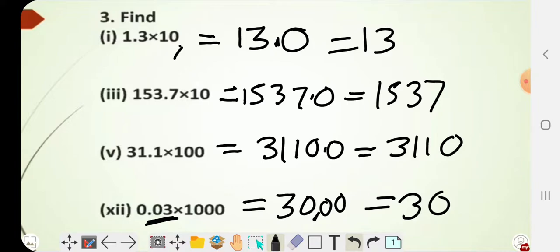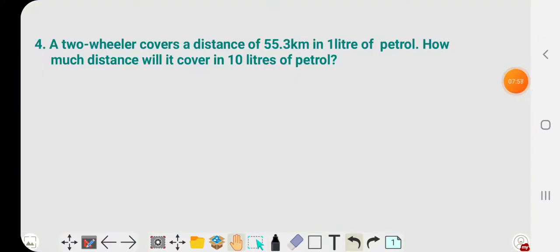I have done 4 for you. You will do the next ones by yourself. It's very interesting, believe me. Now there is a question. A two-wheeler covers a distance of 55.3 km in 1 liter of petrol. How much distance will it cover in 10 liters of petrol? There is a two-wheeler, means scooty, bike, anything can be.